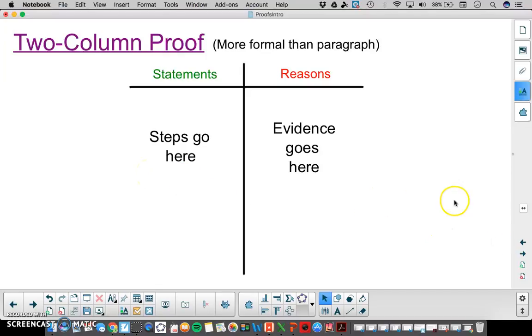We could actually place all of those steps and justifications from the previous problem into that two-column proof. So starting with that very first statement and going to the next, and so on and so forth until we reach that conclusion. And then that right-hand side would be our justification.